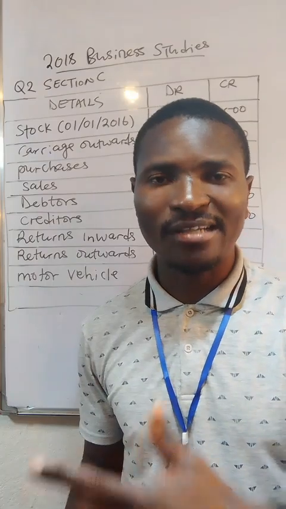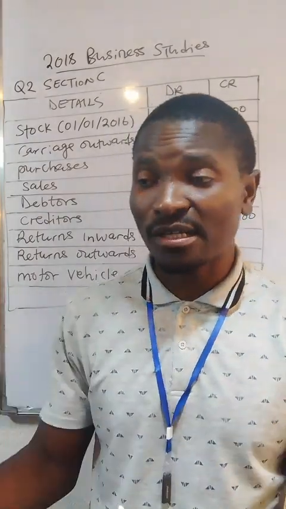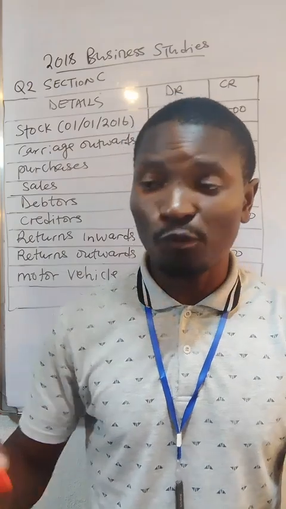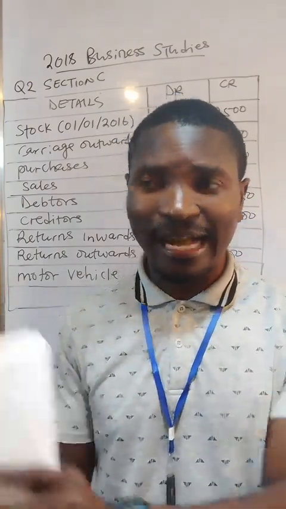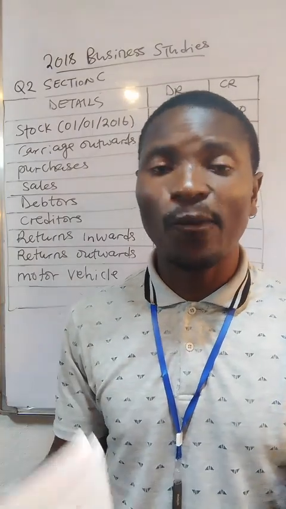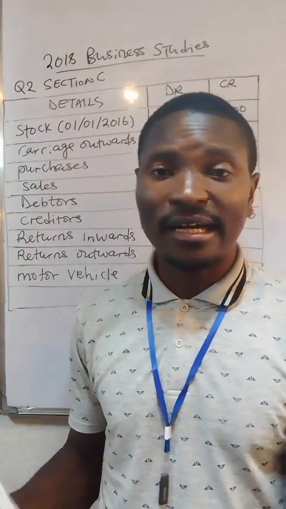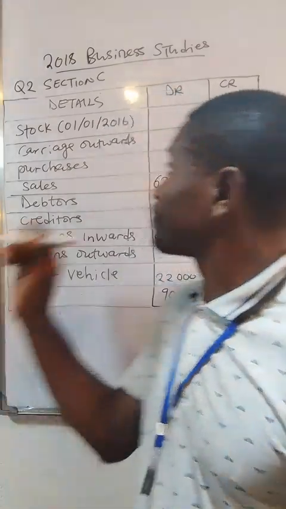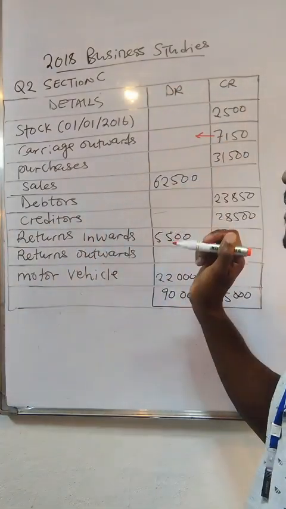So carriage outward is more like an expense, okay, that you need to cover, so that for a business to move, you have to provide a certain form of transportation, and transport is an expense. And now that transport is a special one, which you are calling carriage outwards. So that should go this side, okay?